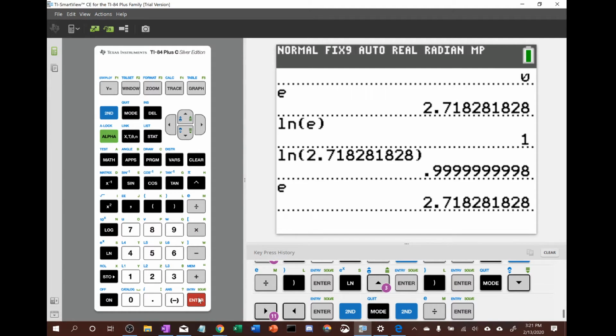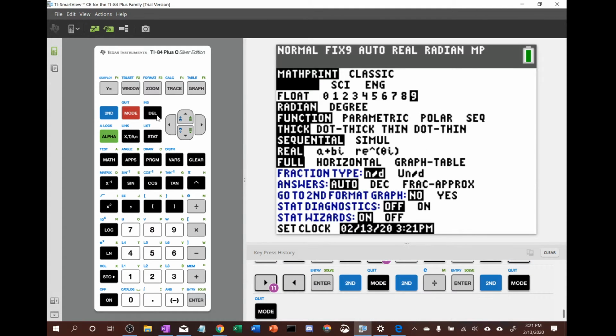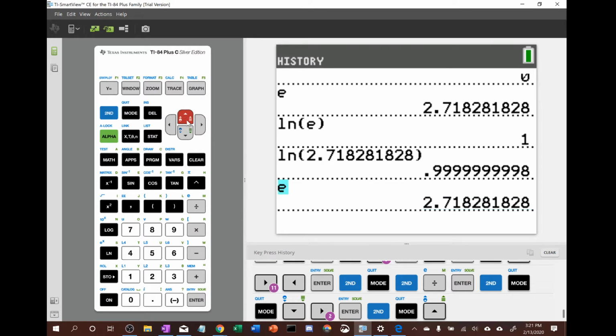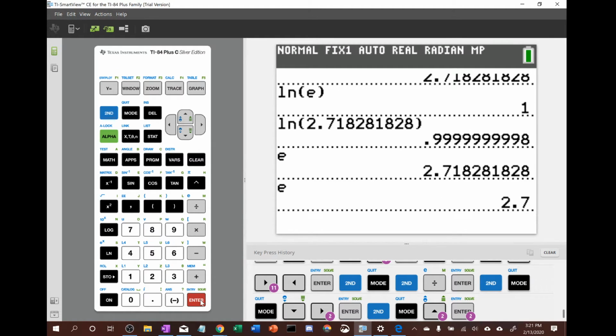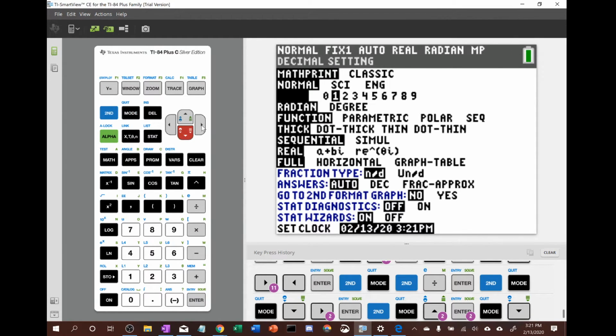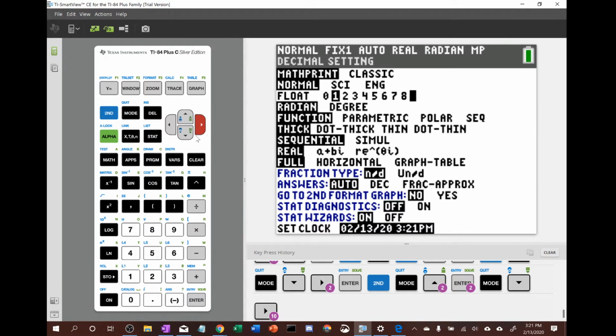Well, if your calculators were already set to have a float of 9, then it's just going to look the same. But you can change the float on your calculator. Like if you wanted to change it to 1, you could do that, and then go home, get that E again, and it's only going to show 1 decimal place. You want to have the calculator float set out as far as possible. Otherwise, it's going to do something weird with the rounding.